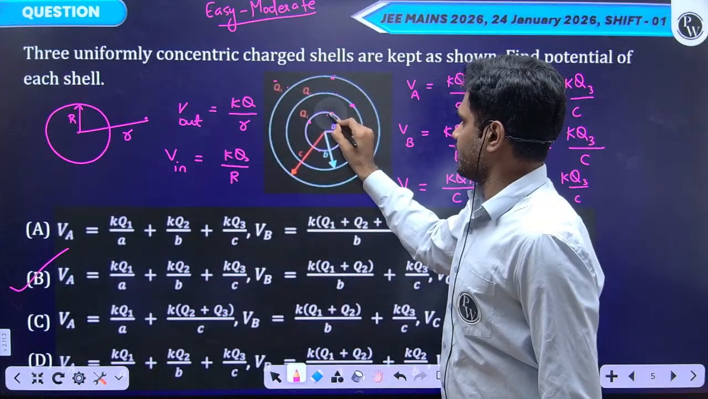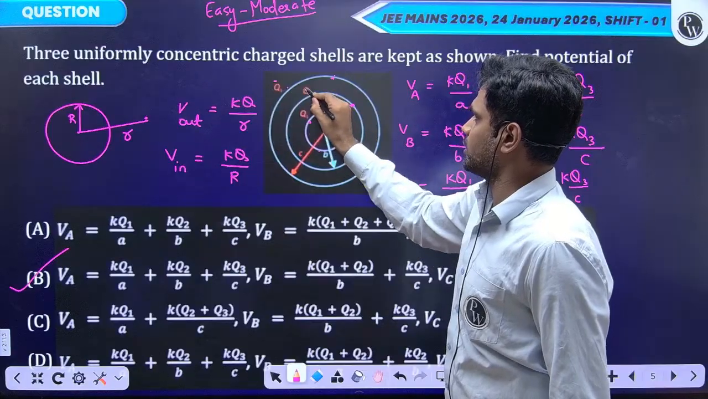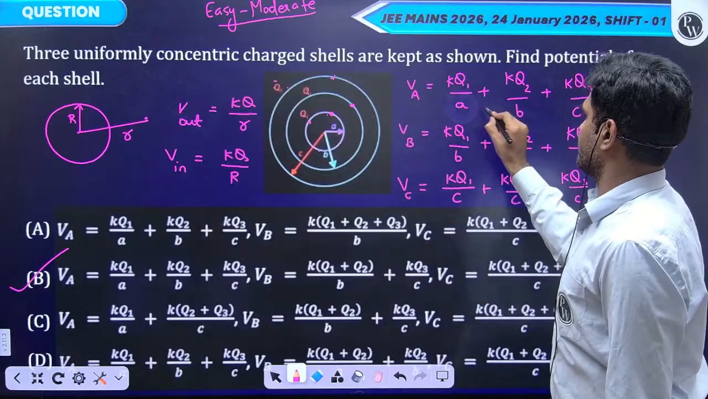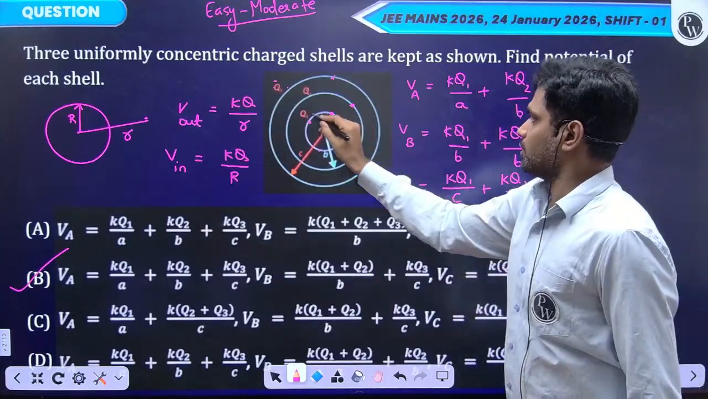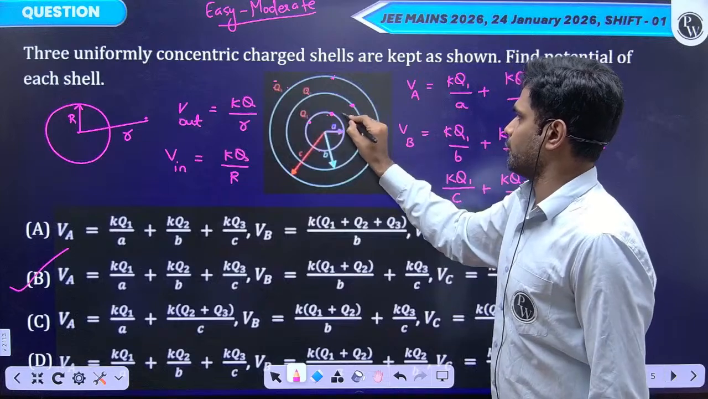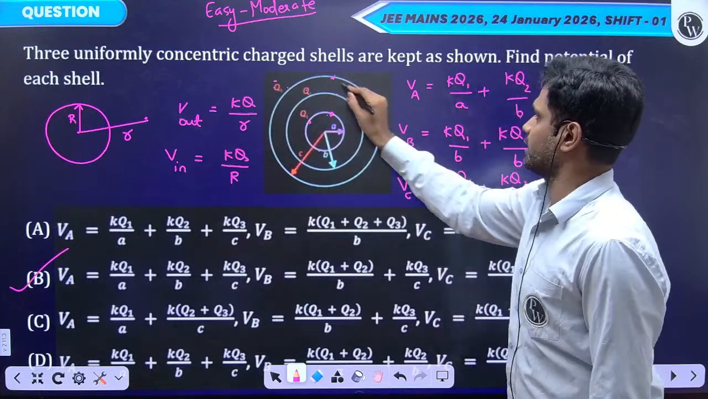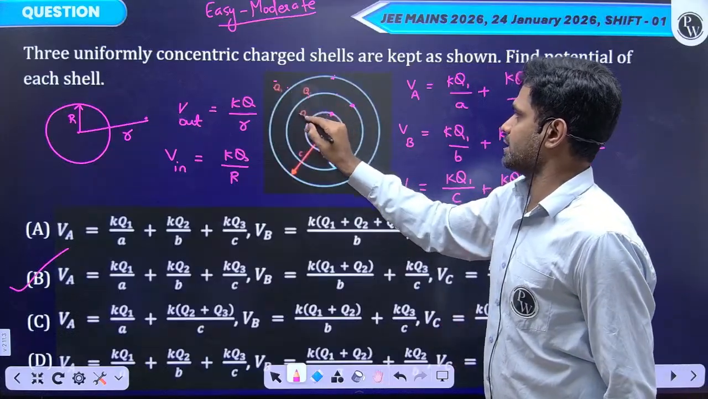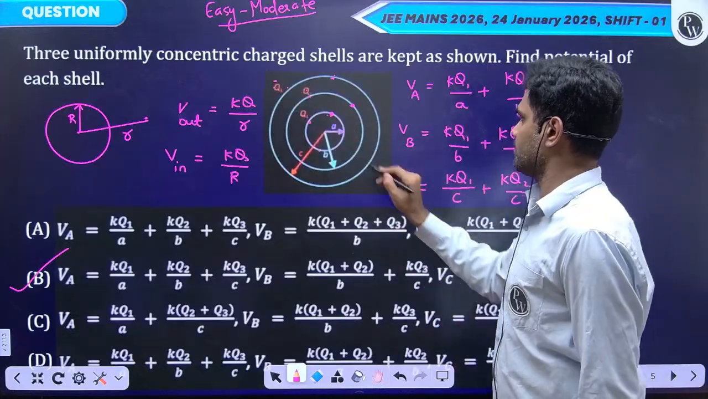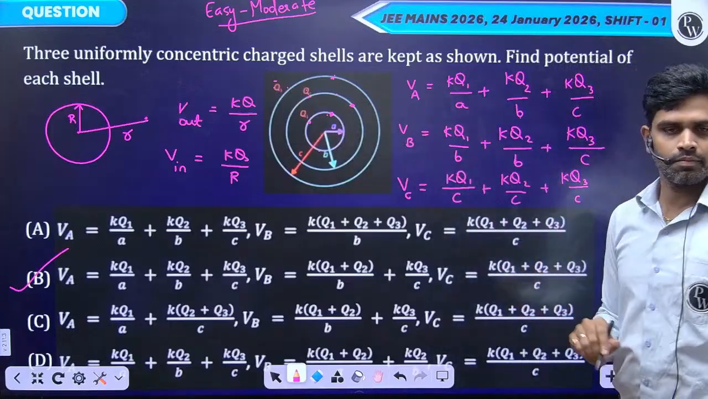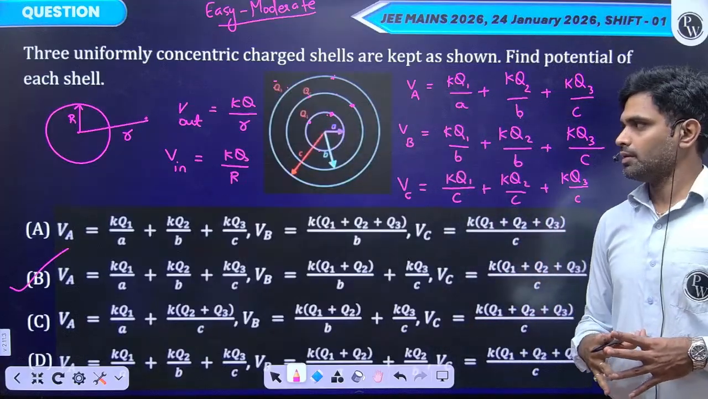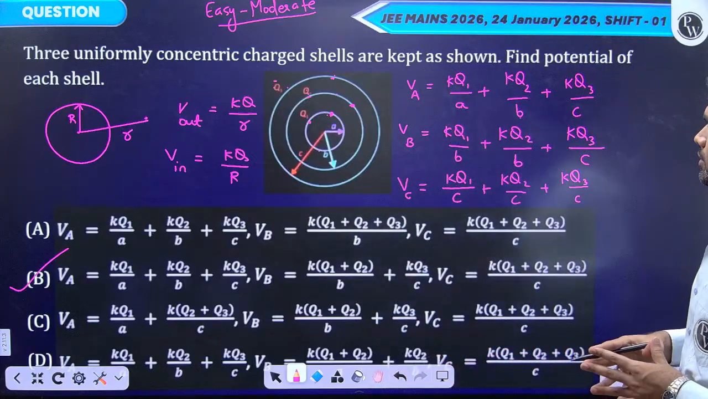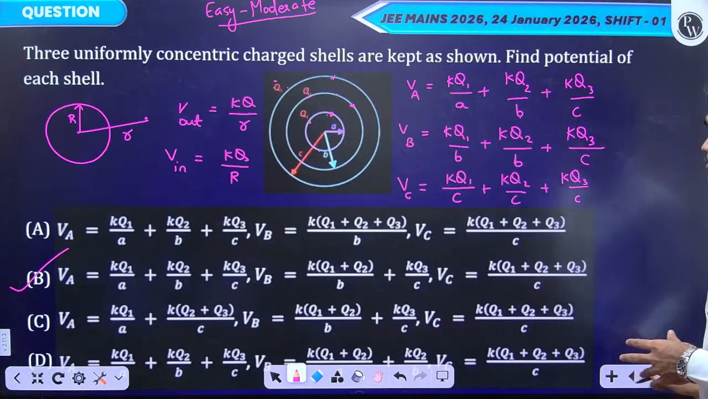So point A was inside Q1, Q2 and Q3, and that's why we have different terms: for Q1 it is A, for Q2 inside point so B, for Q3 inside point so C. Whereas this point was inside Q2 and Q3 but outside Q1. So hope you understood this. This was an easy to moderate question. Now we'll move to the next question.